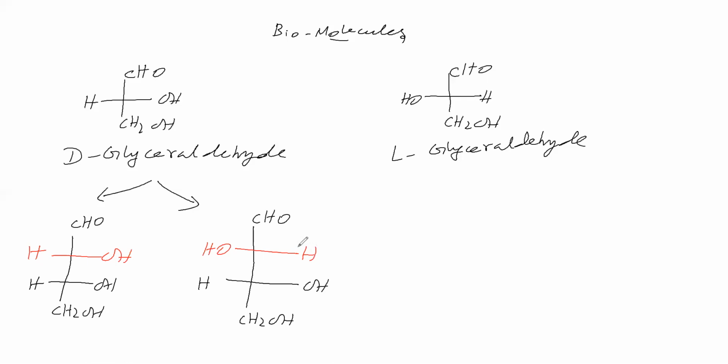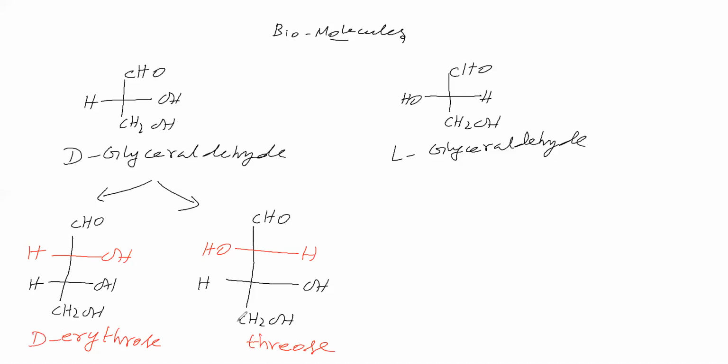Now what is this one? This is called erythrose. This is called threose. It is called erythrose. In this erythrose, it is CH2OH, next to this chiral carbon, and this chiral carbon has the OH group on the right side. Therefore, it is a D configuration.